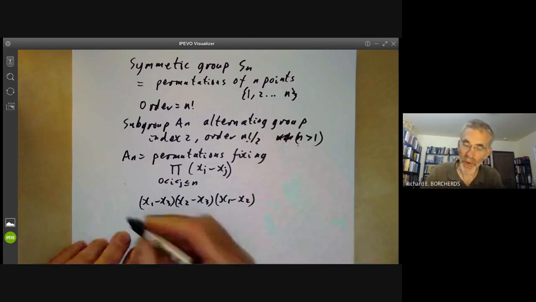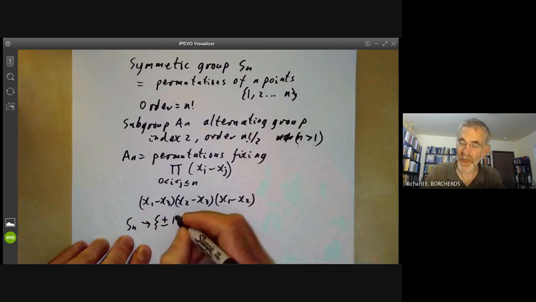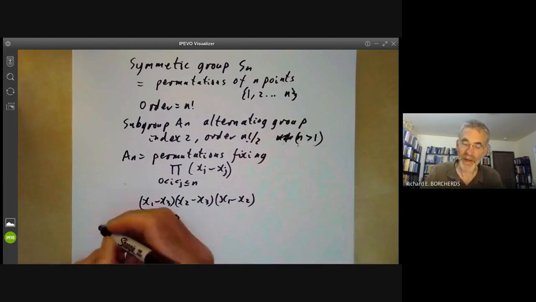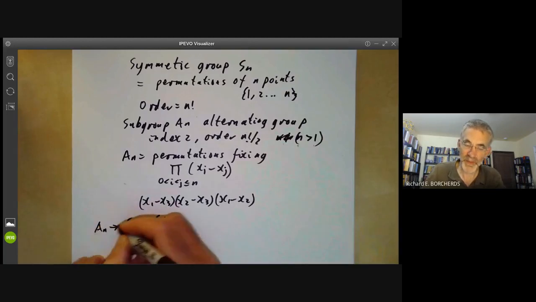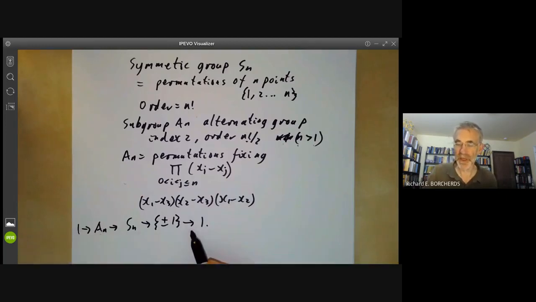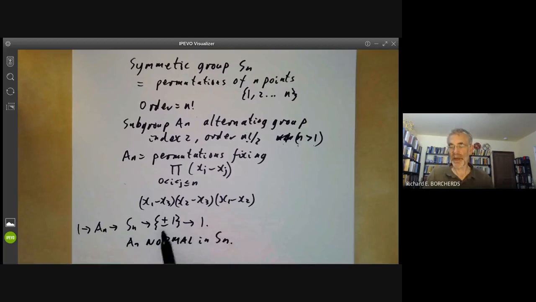And we actually get a homomorphism from Sn to the group with two elements plus or minus one, depending on whether it multiplies this polynomial by one or minus one. And An is just the kernel of this homomorphism. So we get a little exact sequence of groups like this. And this map is onto if n is at least two. So An has half the order of Sn. And we notice that An is normal in Sn because it's the kernel of a homomorphism.